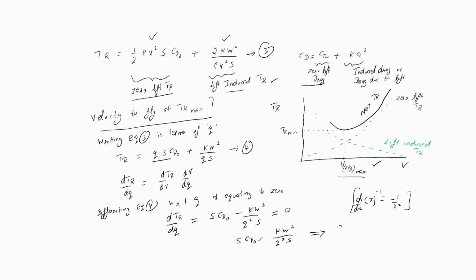So CD naught equals to k times W by qS whole square. So this S I have brought here and written in the whole square form. Now remember what was W by qS for lift equals to weight? Yes, it was equals to CL. CL equals to W upon qS. All right, so I can write here k CL square. So CD naught becomes k CL square.